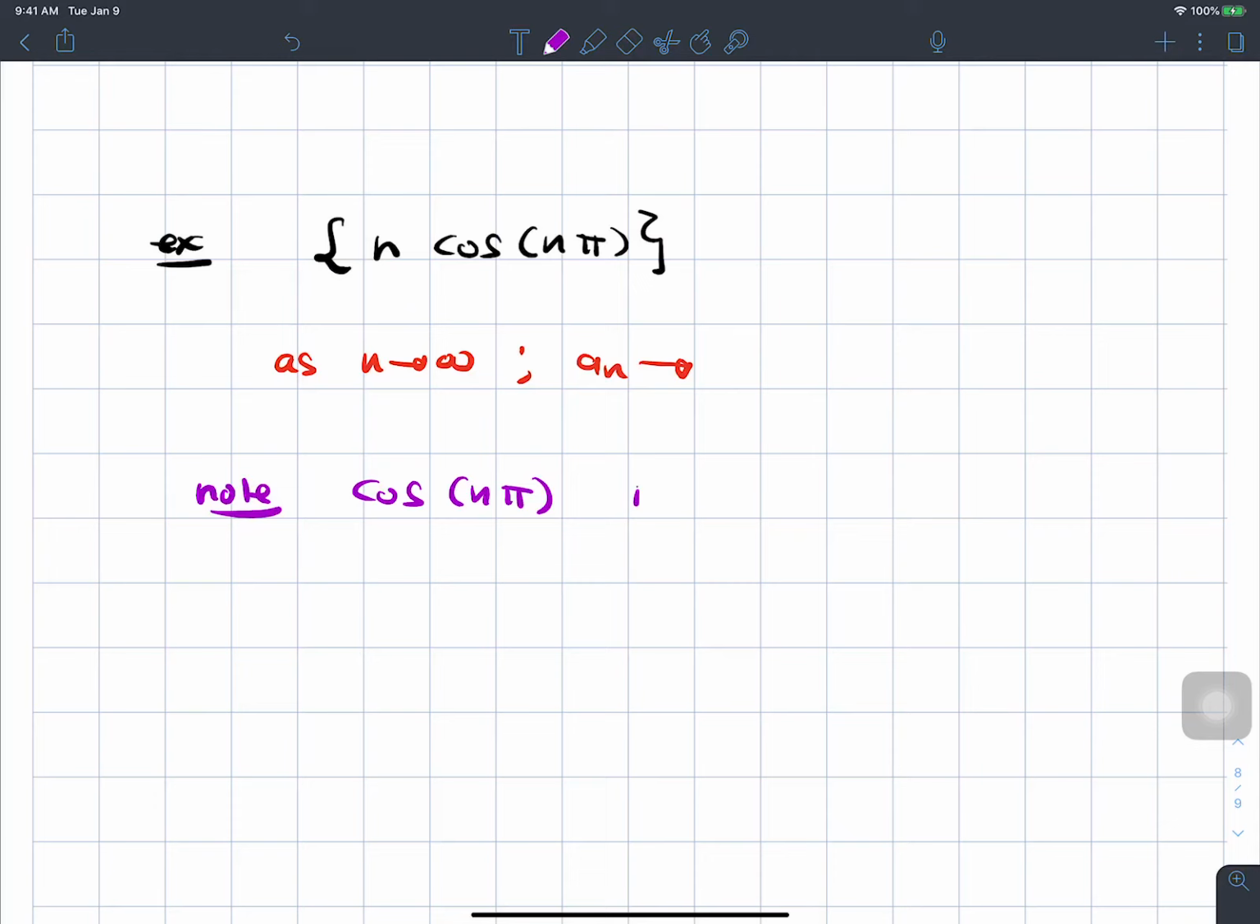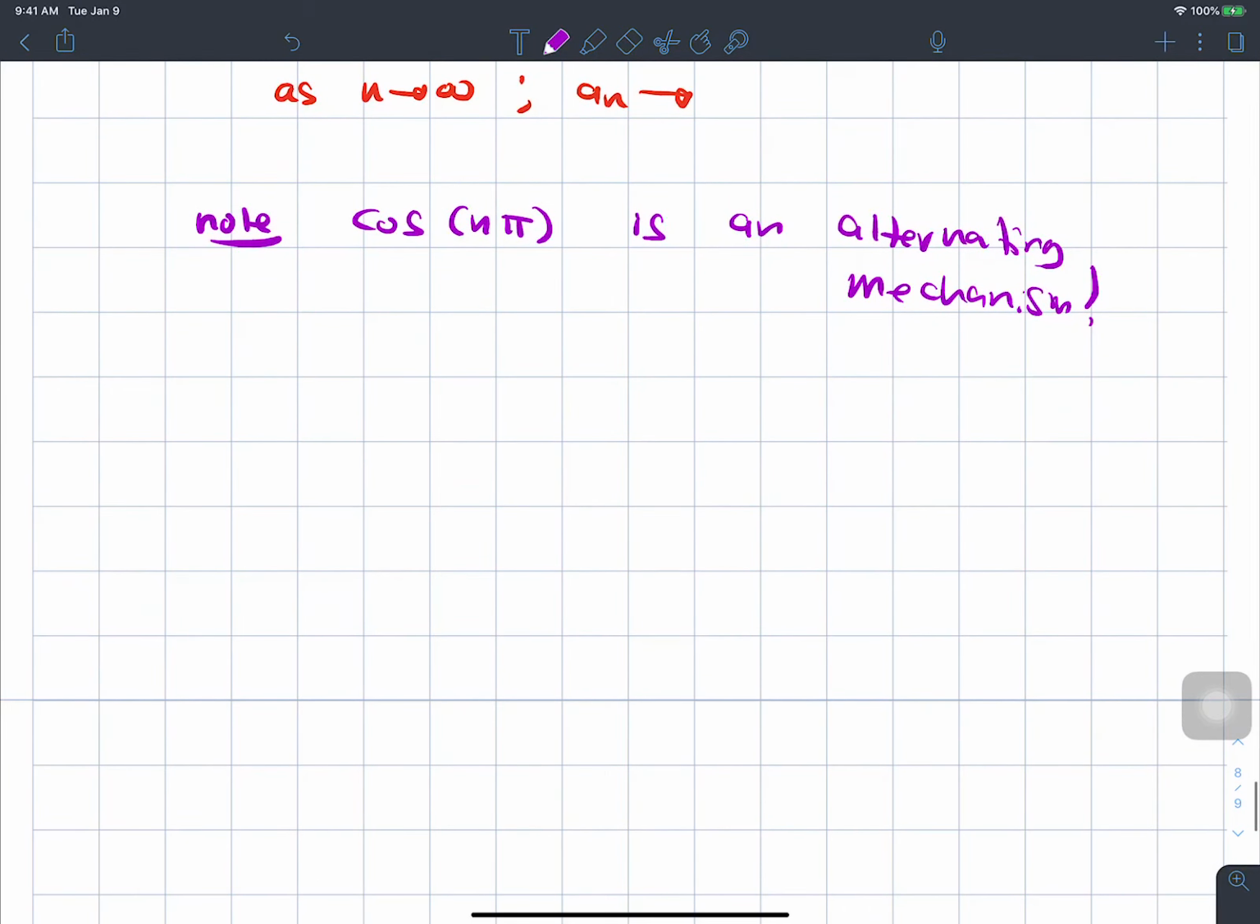Cosine n pi is an alternating mechanism. Okay? Because what happens here, and we'll put that in red, n is 1, n is 2, n is 3. n is these different values. When n is 1, we got cosine pi. When n is 2, we get cosine 2 pi. So let's think. Cosine pi, ladies and gentlemen, is -1.